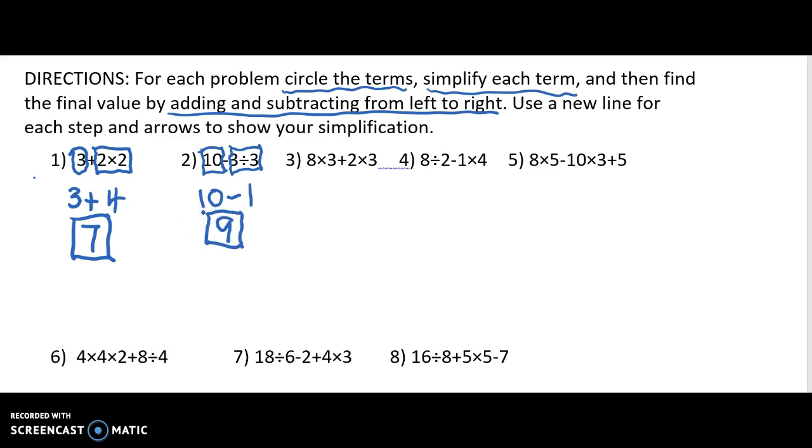Okay, so that's how you simplify terms. Circle your terms. Remember, they're separated by pluses and minuses. And then simplify the terms and then add from left to right. And that's all you need to do. Do 3 through 8, and we'll check them tomorrow.